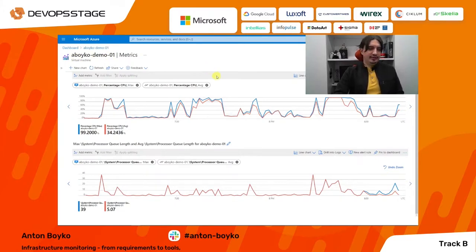The important part here is the chart on top, where I have one metric: the percentage CPU. This is basically the current CPU utilization. I have the same metric in two different aggregations, max and average, collected from Azure itself, from the virtualization host. Additionally, on the chart below, I have my CPU saturation, as a system processor queue length metric that was exposed from the guest operating system through a specific plugin that you need to install on your VM. That was exposed, and now I can see it here in Azure Monitor as well.